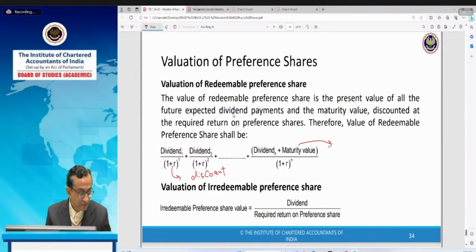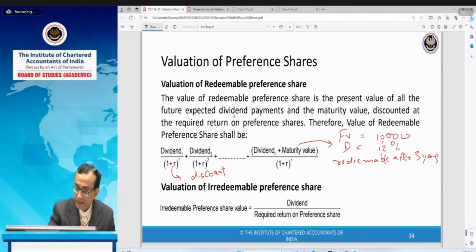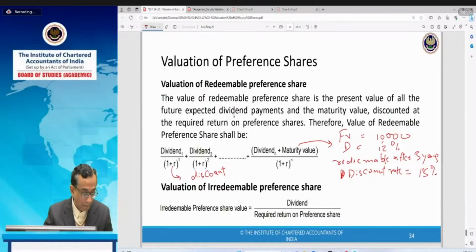Let us take a simple example. Let us say face value is rupees 10,000. Dividend is 12%, and it is redeemable after say 3 years, and the discount rate is 15%. Okay. So let us solve this question.